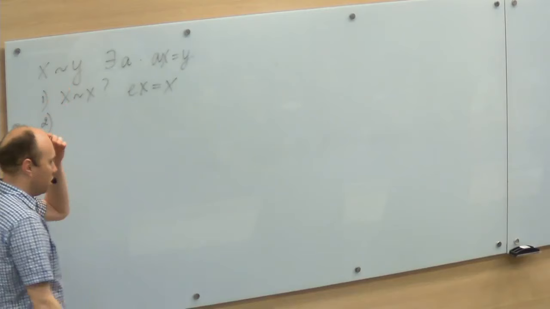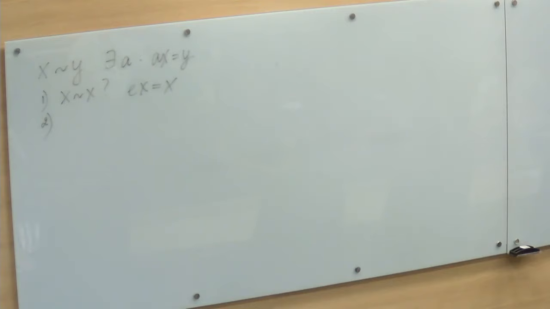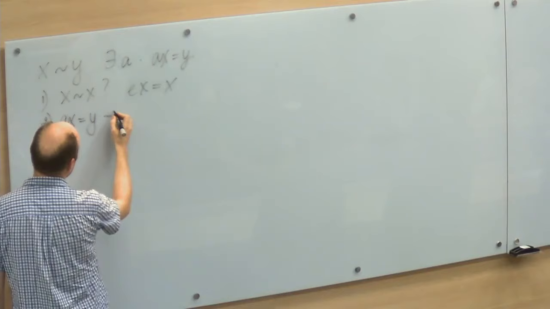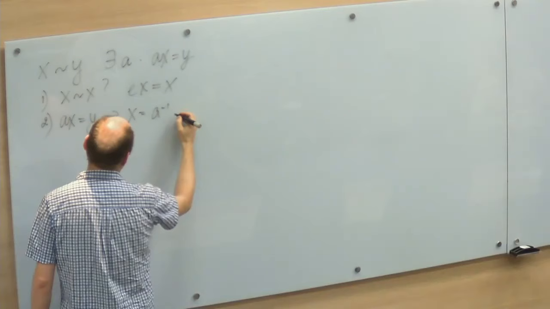Symmetricity is because we have an inverse of an action. So if we have A applied to X equal to Y, then we have X equal to the inverse of A applied to Y.